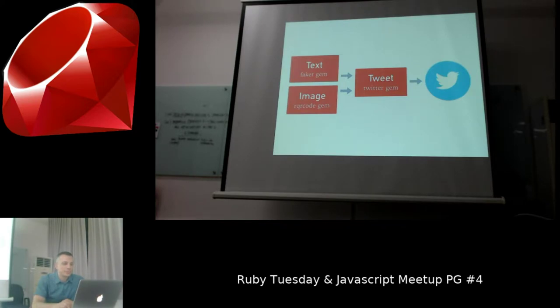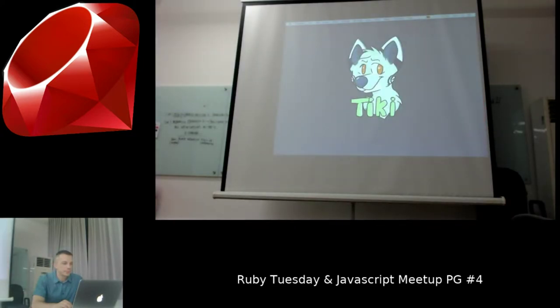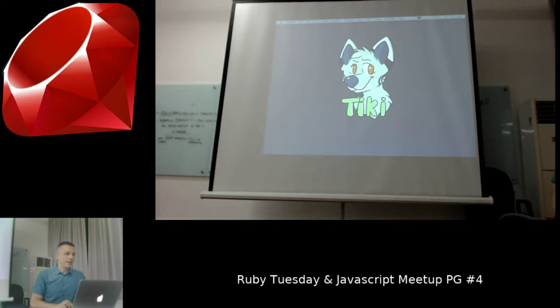Let me switch over to Terminal and Atom. Basically, I created an empty Ruby file there, rt.rb. The first step is we're going to have to use the Faker gem in order to create text. I don't want you guys to watch me type, so I'm just going to copy and paste here all the code that is required.